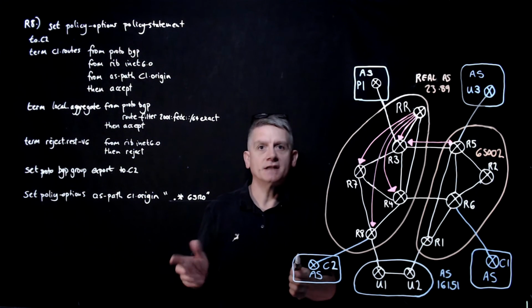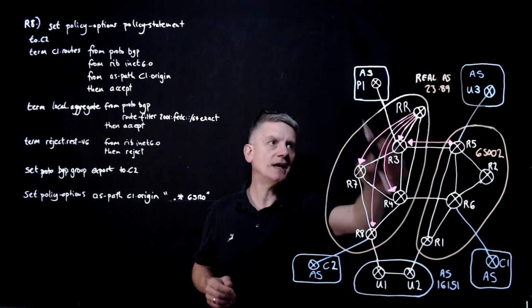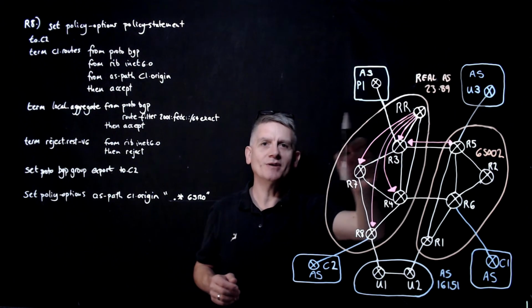And so what we're going to be doing in the next screen is we're going to be using IS-IS shortcuts to tunnel from P1 to U3 and from U3 to P1.